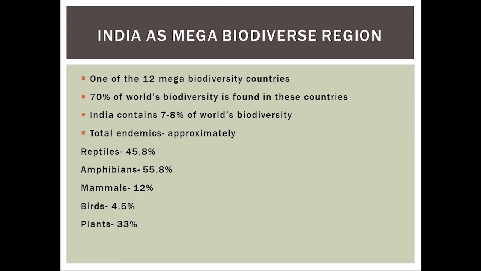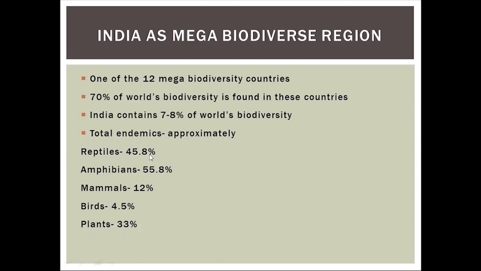That means they are documented. And total animals that are found in India are about 91,000. This is the approximate percentage of endemic species in different groups. Okay? Reptiles, you understand, snakes and lizards, tortoise, they all come under the reptiles. So how many endemic reptiles are there?